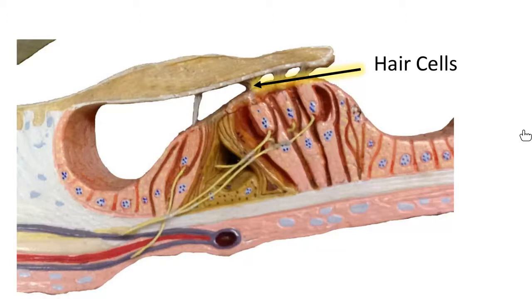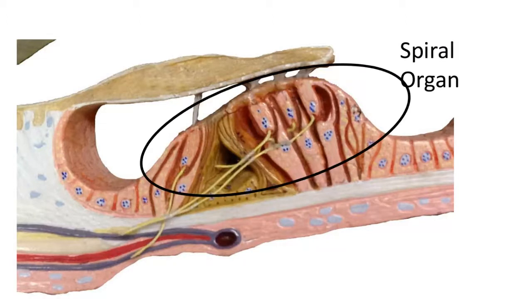Those hair cells sit on top of this structure. This is inside the cochlea, correct? Yes. This structure here in the circle is called the spiral organ. That is the structure that is going to convert sound waves into action potentials, electrical impulses. So we'll get into all that fun stuff.